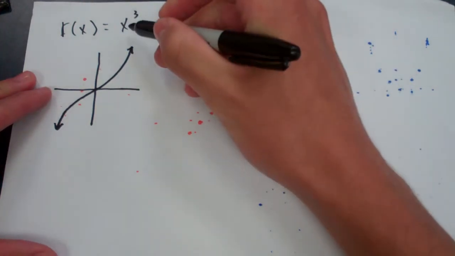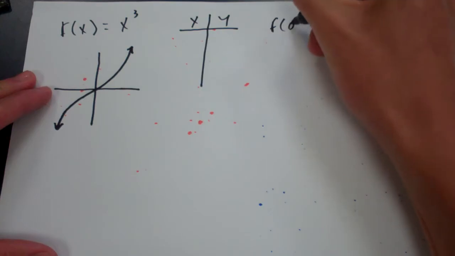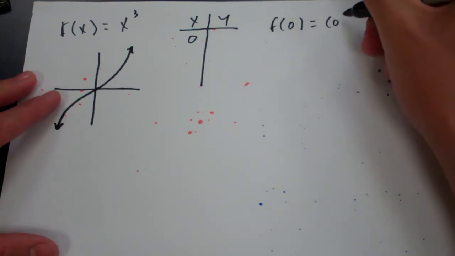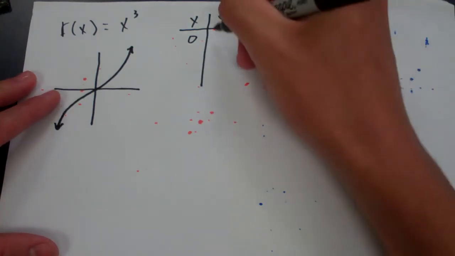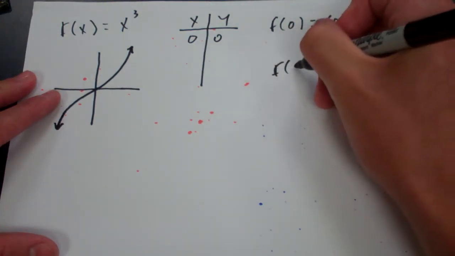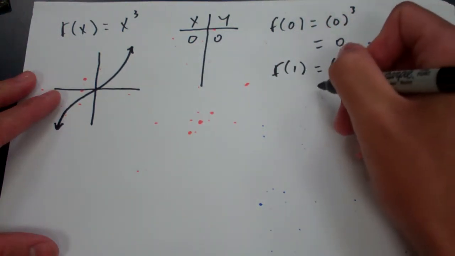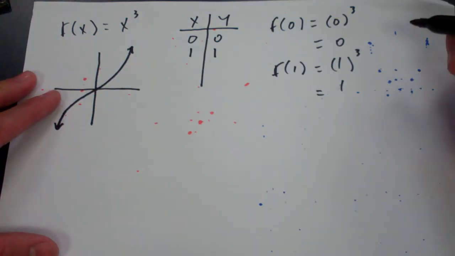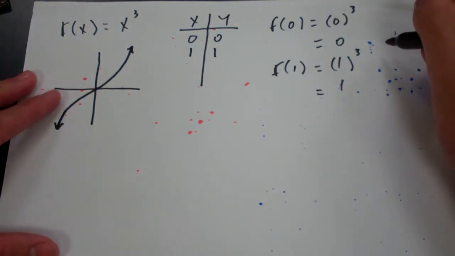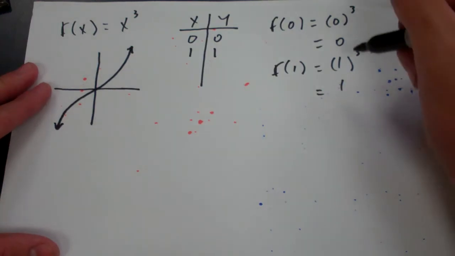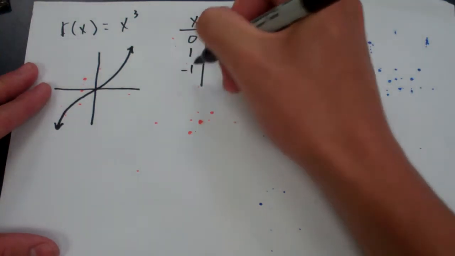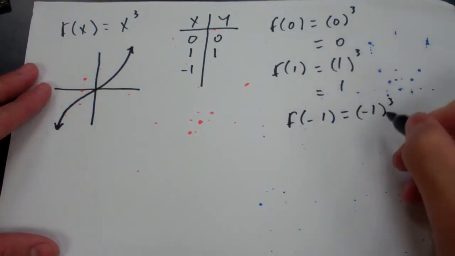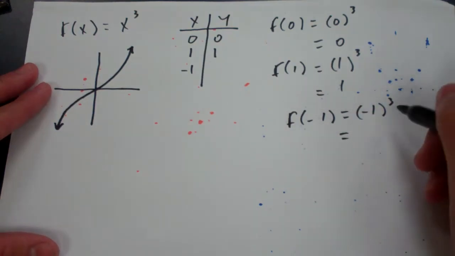Let's say you plug in f of 0 is equal to, in other words, if x is 0, then y is going to be 0 cubed, which is 0, y is 0. If I plug in f of 1, 1 cubed is just equal to 1. So at x is 1, y is 1, and this is where it really separates from our x squared function. Now if we plug in a negative 1, f of negative 1 is equal to negative 1 cubed. And if we cube a negative number, we still get a negative number, don't we?